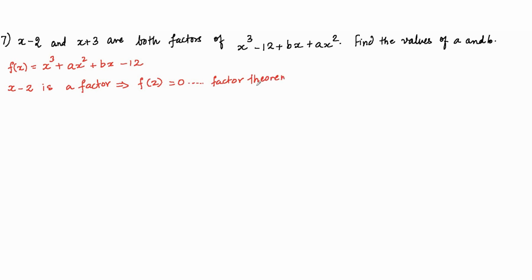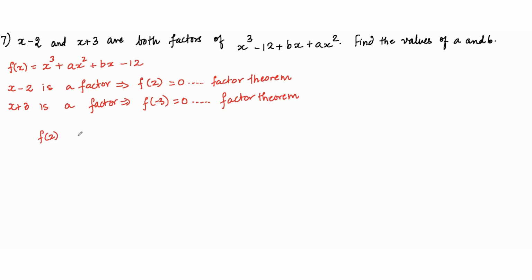And then it is also given that x plus 3 is a factor. So if x plus 3 is a factor, I can again conclude that f of minus 3 should also be equal to 0. This is again according to the factor theorem, right? So let's now take the two equations. Again, we have two variables here, so we need two equations.